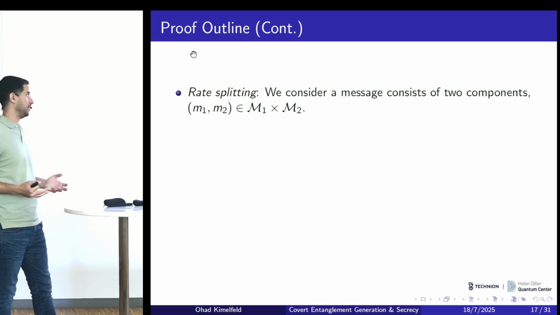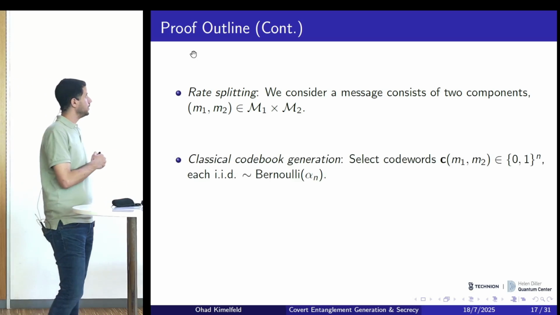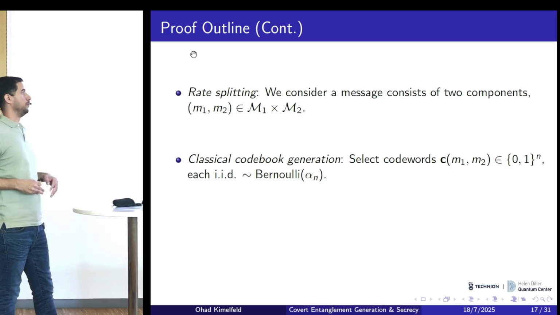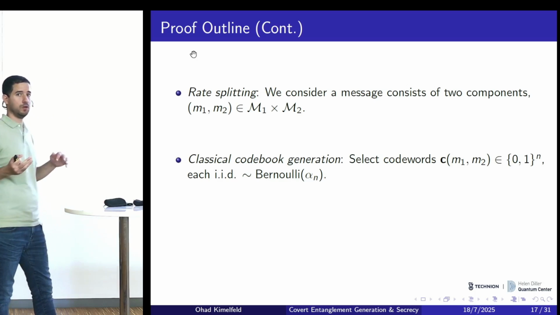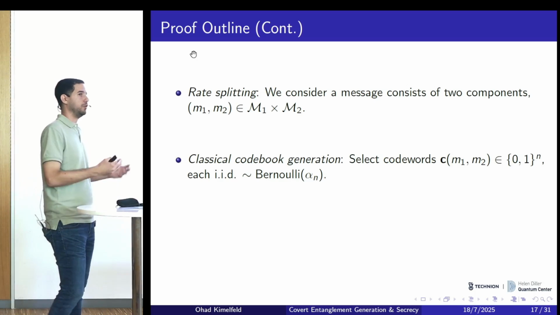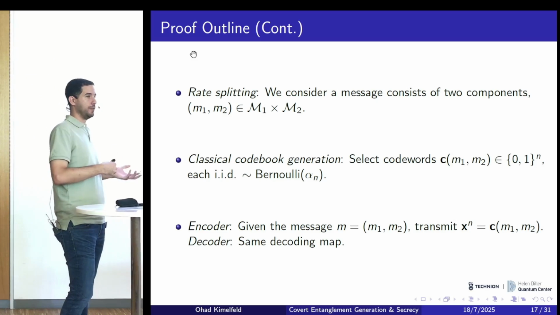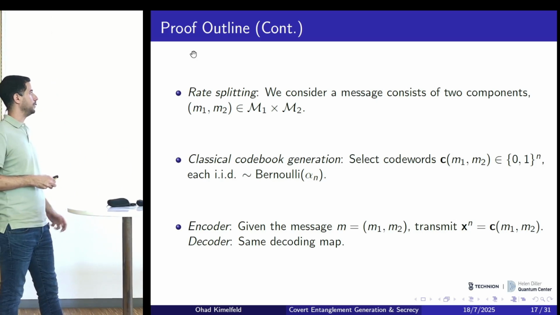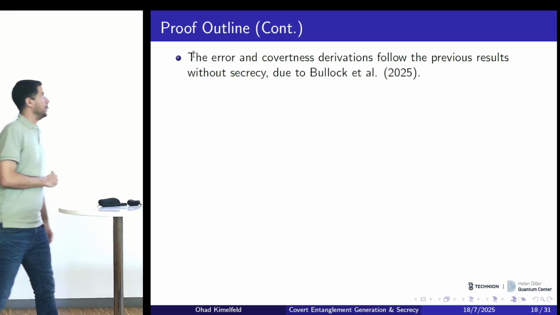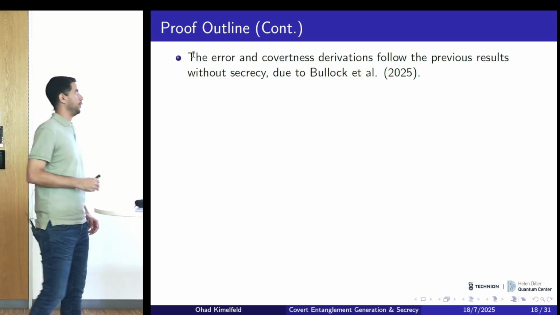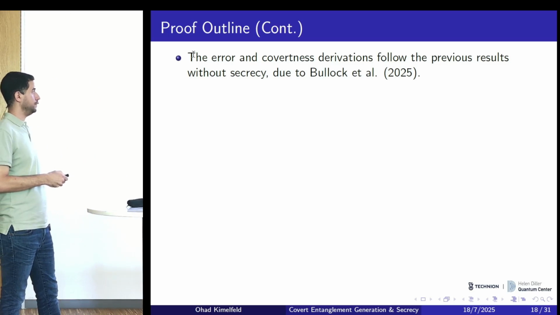First, we perform rate splitting. We consider a message that consists of two components, M1 and M2. Then we select codewords C of M1 and M2, each IID Bernoulli with probability alpha n, where if you recall, alpha n is the fraction of non-zero transmissions. The encoder is given the messages M1 and M2, we transmit the codeword, and the decoder uses the same decoding map as without secrecy. Okay, the error and covertness derivations follow the previous results without secrecy by Bullock et al.